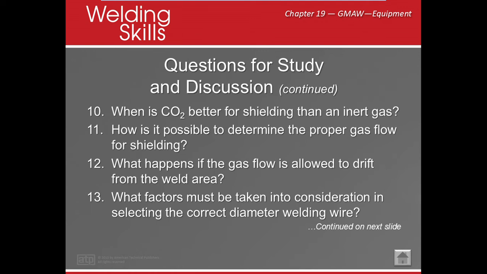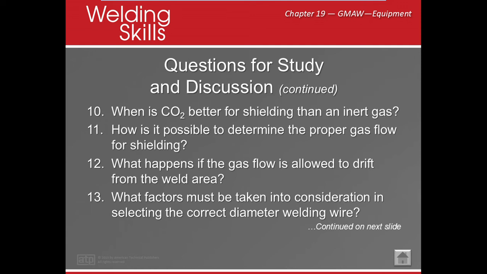All right, what happens if the gas flow is allowed to drift from the welding area? Well, gas drift can occur with high speeds, drafty conditions, and things like that. And ultimately, we get inadequate gas shielding. So what does our weld look like? Well, we may have a lot of porosity, a lot of pinholes, or it just may look like bubble gum. So it's not melting right. Things aren't right, okay?